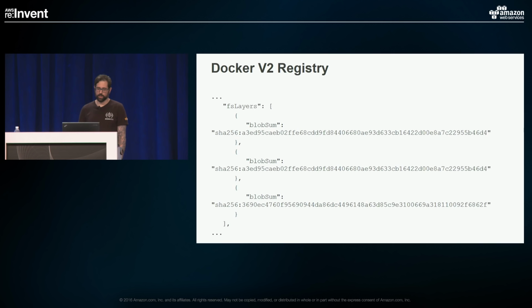Next through the file, you can actually see the blob sums. Those refer back to those tars that we saw before, those blobs. And you'll notice that the top two have the same number. A3ED95CAE is actually an empty layer, so there's no actual content. It's just an empty tar GZ. And the last one is our Alpine layer. So that was our config and run command that we saw before.